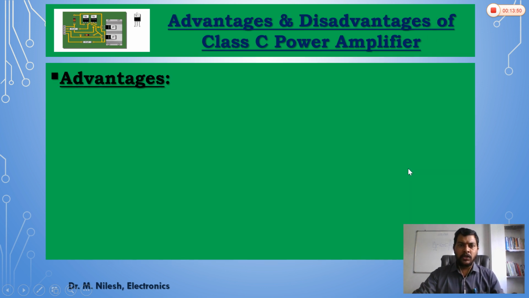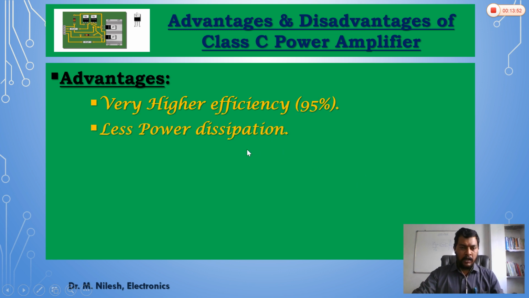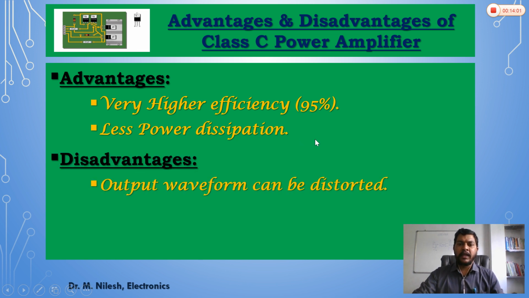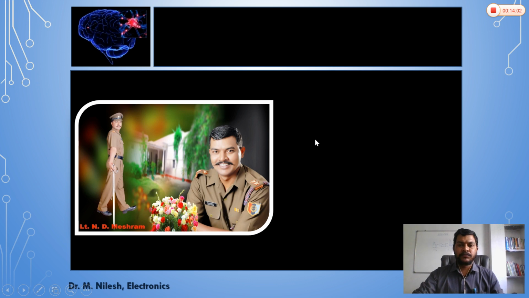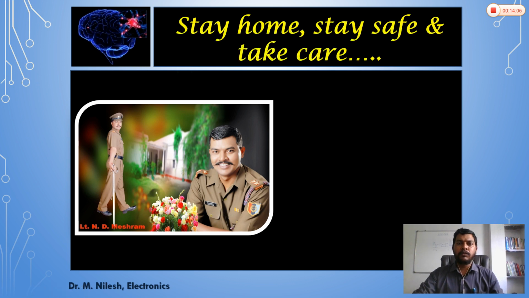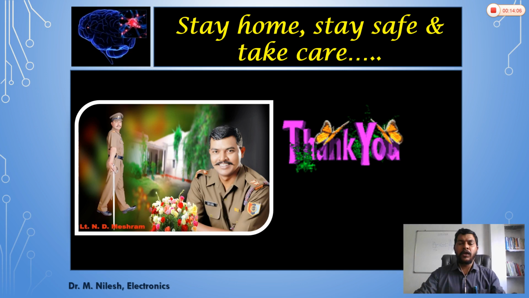Now the advantages of class C power amplifier are very high efficiency, that is around 95%, and less power dissipation. Disadvantages are output waveform can be distorted.